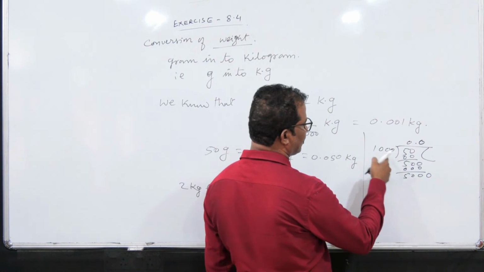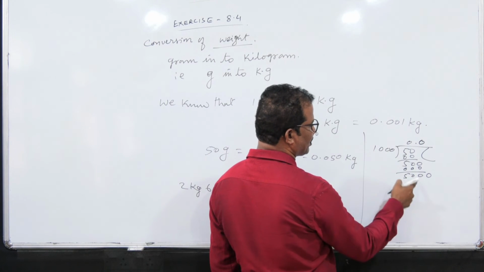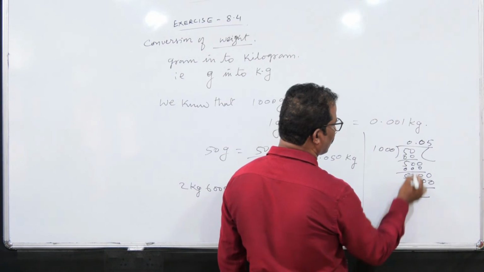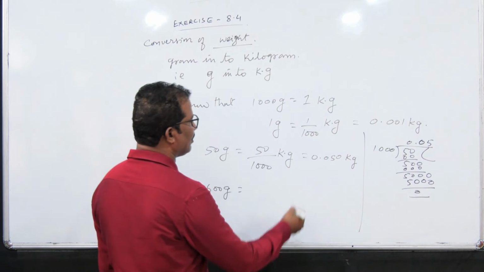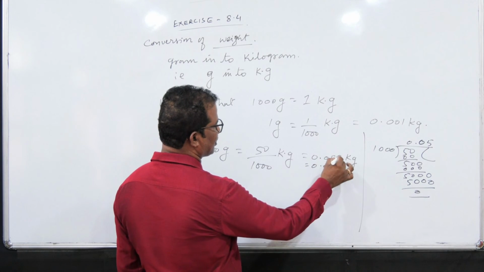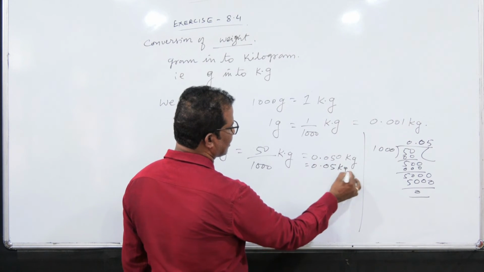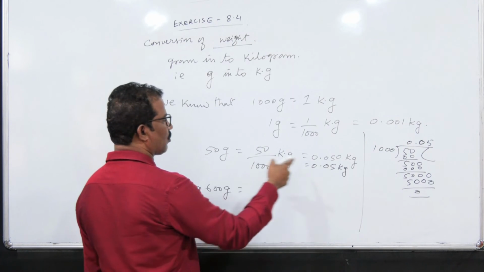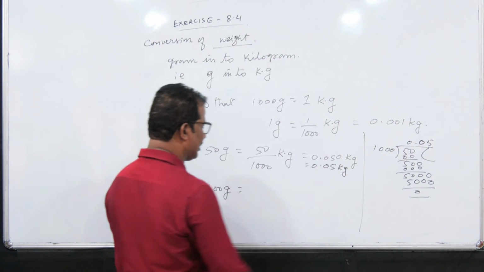Now it is 5000 and 1000. So 1000 how much, sir? 5000. 1000 times 5 is 5000 only. So how much did we get? 0.05. Here a point is there, so the last 0 we can omit and write. That's why it is 0.05. So 50 grams is equal to 0.05 kg only.